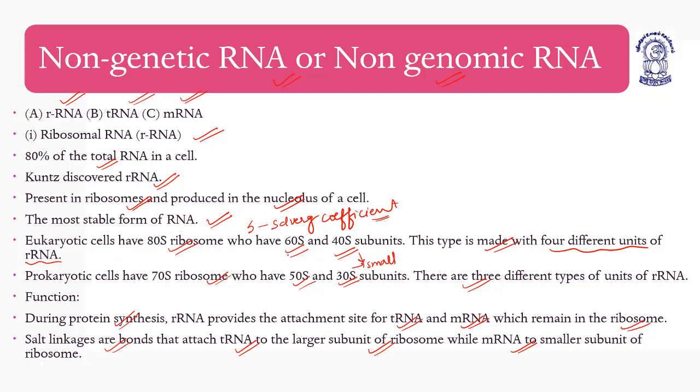So this is the non-genetic RNA or non-genomic RNA, which is not involved in transferring information across generations and does not act as genetic material, but indirectly helps in protein formation, the translation process.